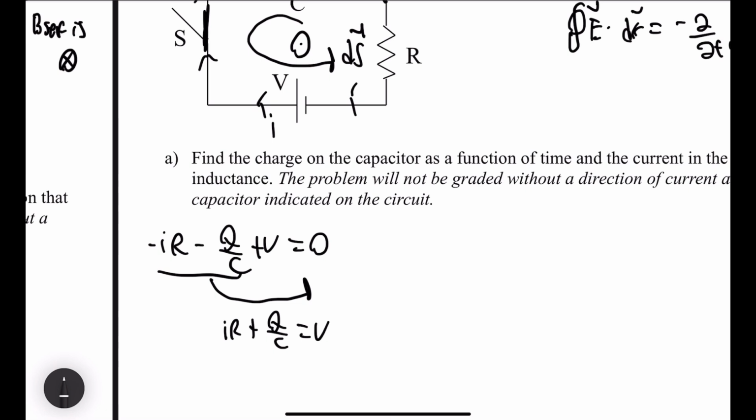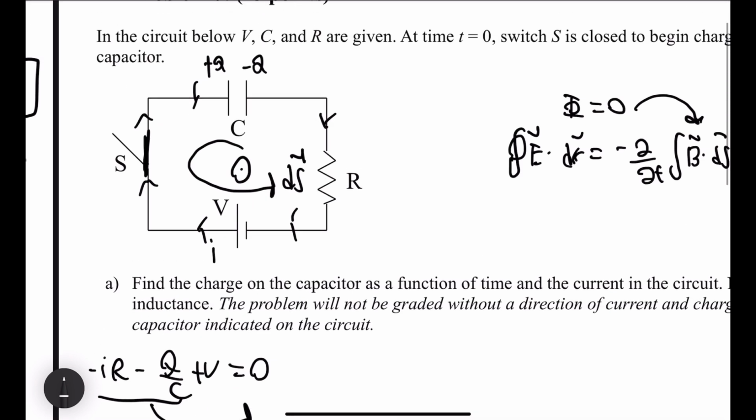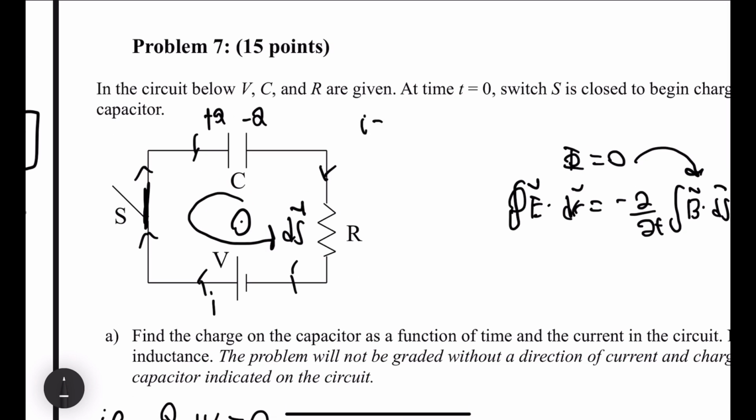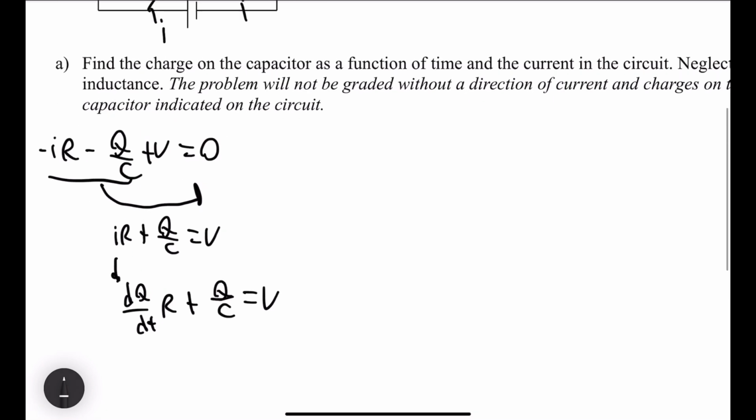But I want to find charge. So I need to write I in terms of Q. And I is going into the positive part of the plate. So I is positive dQ/dt. So this is dQ/dt times R plus Q over C is equal to V. And we can see that this is a first order non-homogeneous equation, which means our guess is going to be a Q particular plus Q homogeneous.